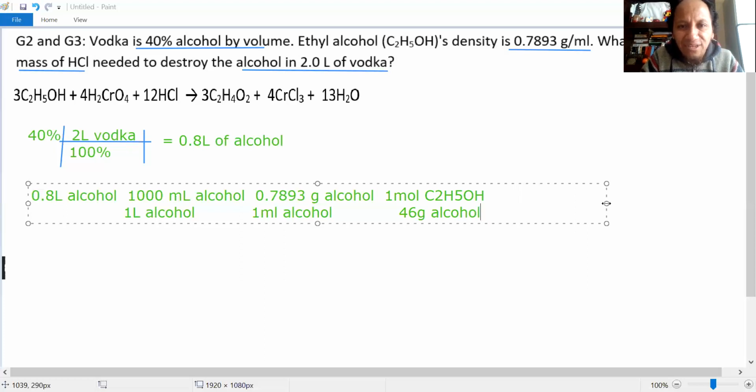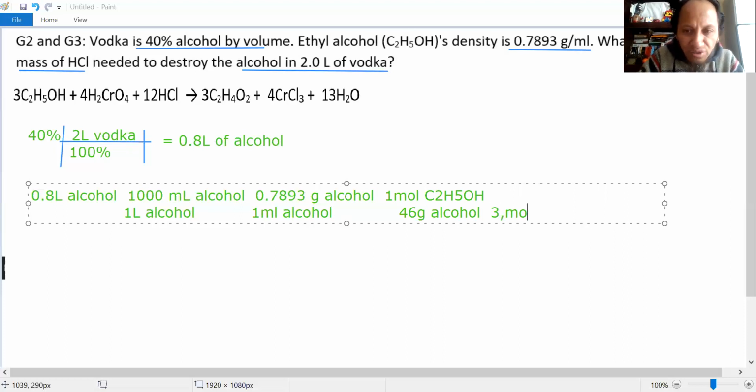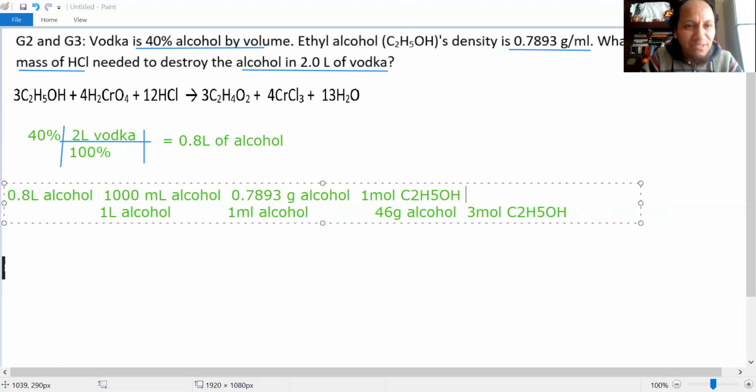And then my reaction says, and you continue with the relationship, that 3 moles of alcohol, 3 moles of C2H5OH, got it? Are related specifically with 12 moles of HCl, right? 12 moles of HCl. And because it asks what is the minimum mass, we're looking for grams, so then let's pass it to mass.